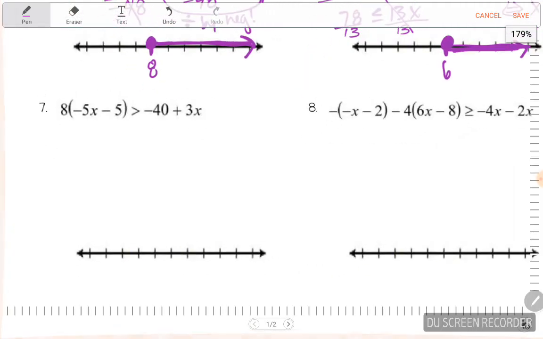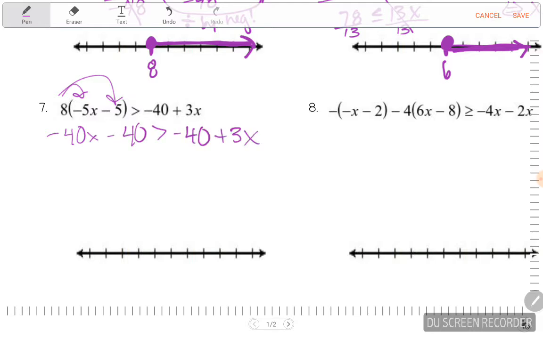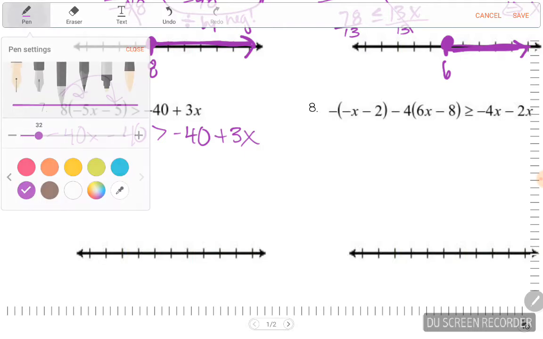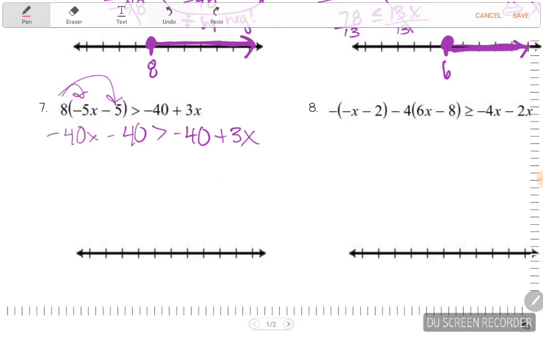Okay, looking at number 7, distribute again. I get this. I have x on both sides. Okay, that's going to be a problem. I need x just on one side. Okay, that's what I was saying in class. It's like the town's not big enough for the both of them. So I'm going to get rid of the smaller one, which means I need to add 40x to both sides.